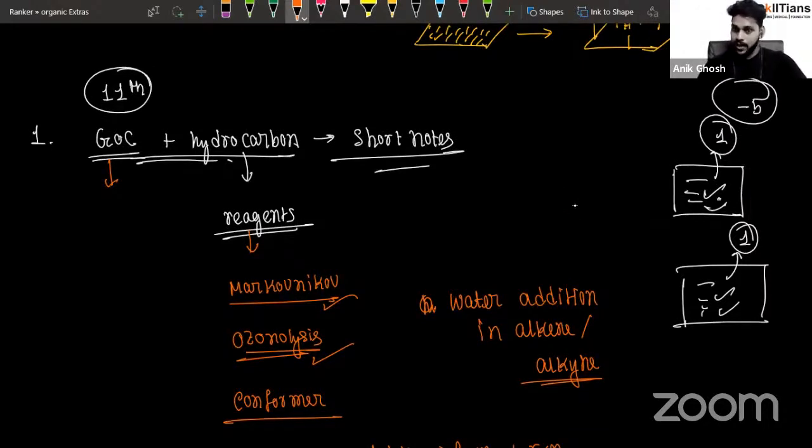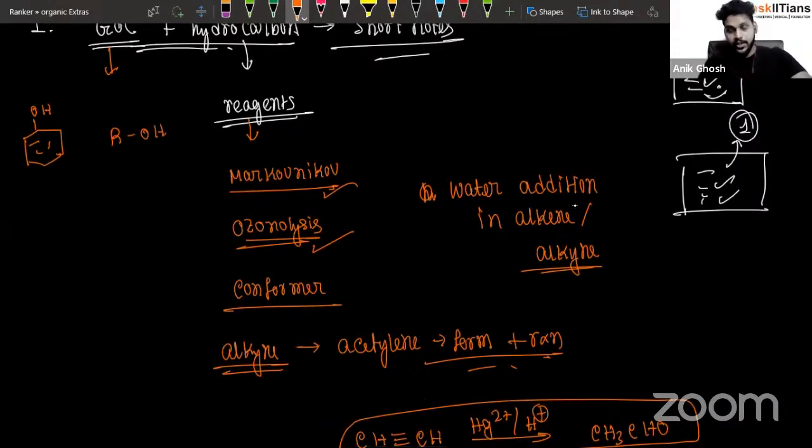Okay, the nomenclature part, and you have to focus on the resonance and those questions about finding out basicity and acidity. Let me give you an example. Let's say you have phenol and you have a normal alcohol. Which one is more acidic? If they ask you this question, then what would happen?